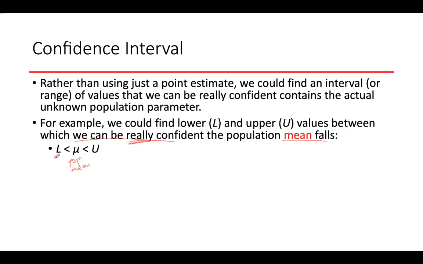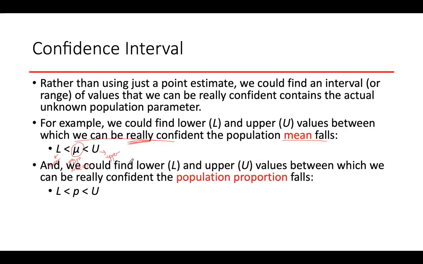So we will be talking about the lower bound, lower value, or upper value. And I will say, I am this much confident that the population mean lies between these two values, okay? This is what we will be talking about. As we talk more about the examples, it will be more clear for you.